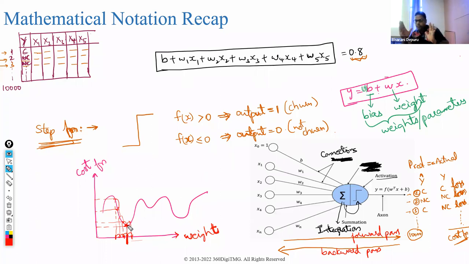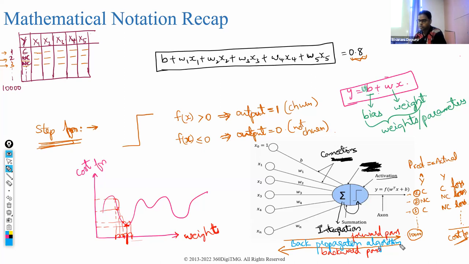This process of going forward and coming back to update the weights is called the back propagation algorithm. What is back propagation algorithm? You go forward, calculate the cost, come back and update the weights.